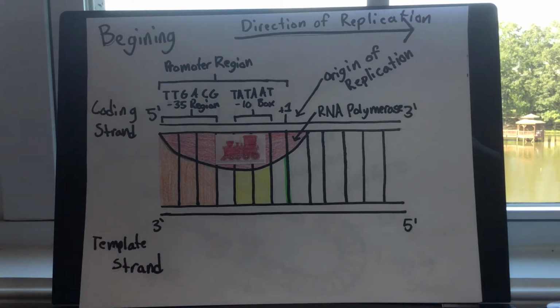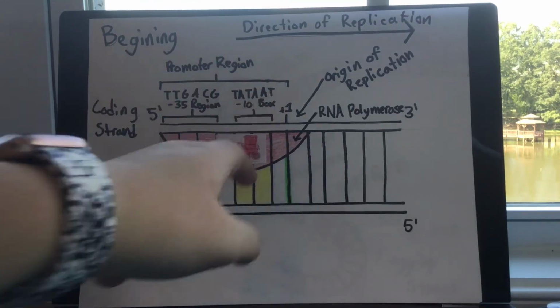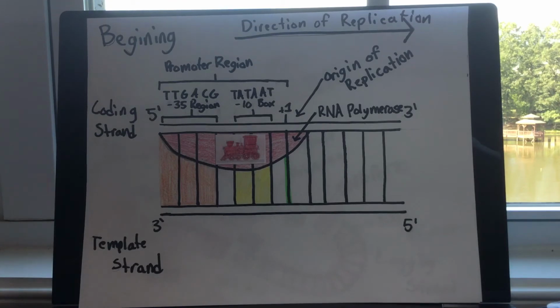The coding strand is the strand that is being replicated, and the transcription strand is where the replication actually takes place. So the promoter region, which is right here, signals to start replication. It is made of the -35 region, the -10 box, and the +1 region. And so that starts the origin of replication, and the thing that binds to the promoter region is RNA polymerase, which helps to start replication.